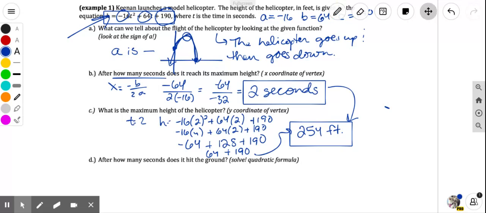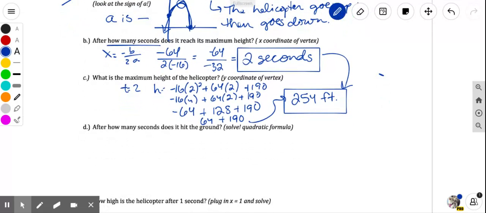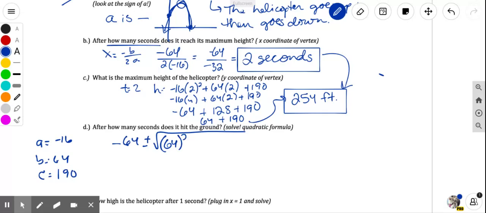So I'm going to rewrite the A, B, and C down here so we have it. A was negative 16, B was 64, C was 190. So we're going to take those 3 values and plug them into the quadratic formula. So remember, the quadratic formula is negative b, so negative 64, plus or minus the square root of b squared, so 64 squared, minus 4 times a, which is negative 16, times c, which is 190, all over 2a.